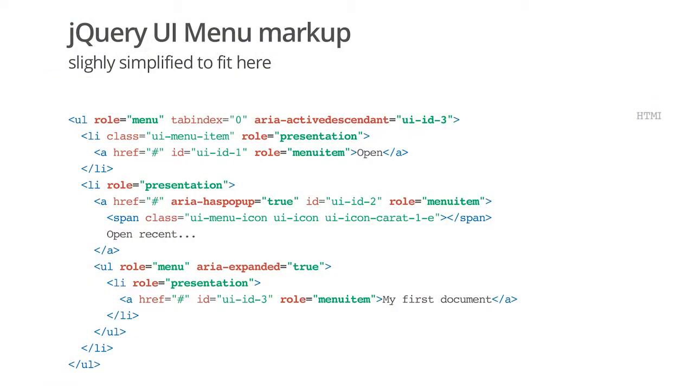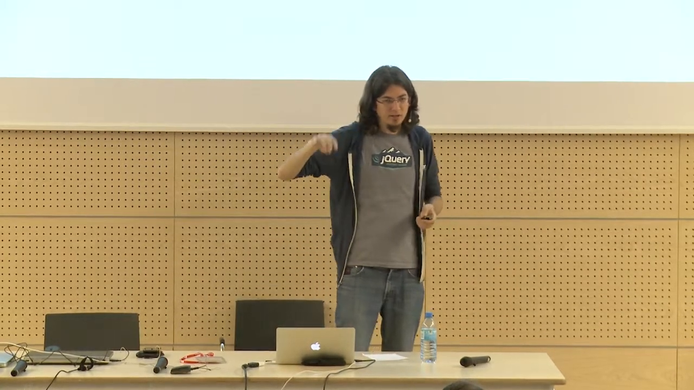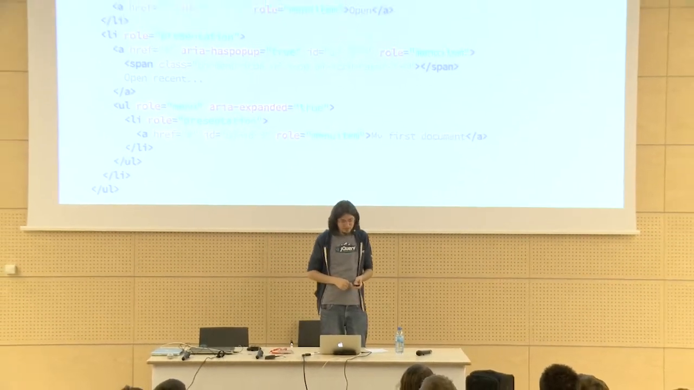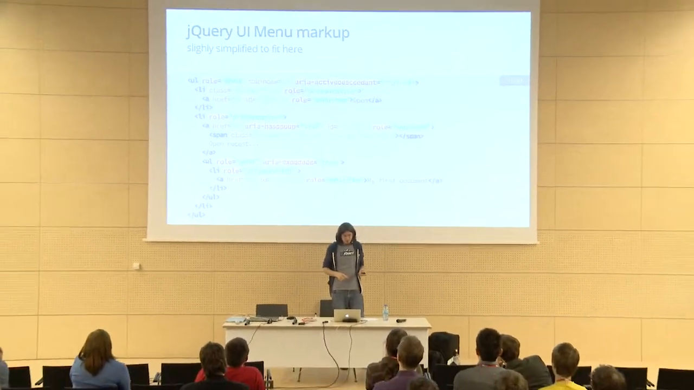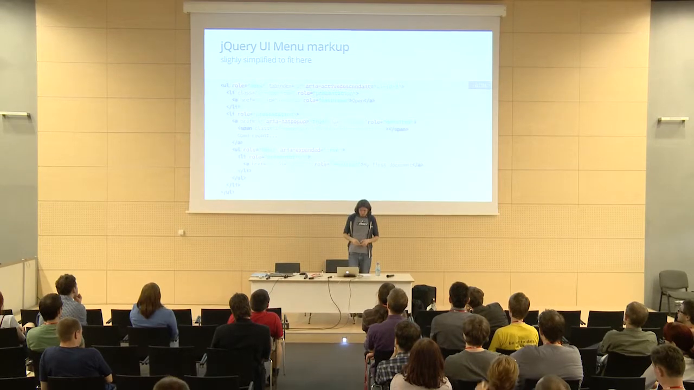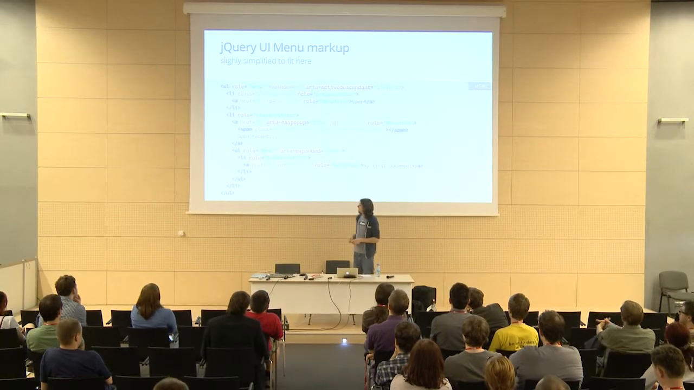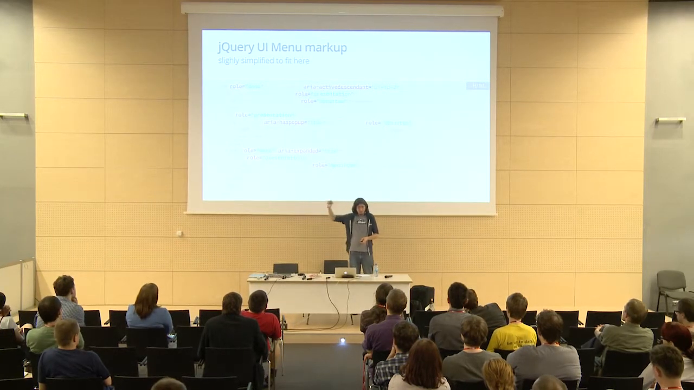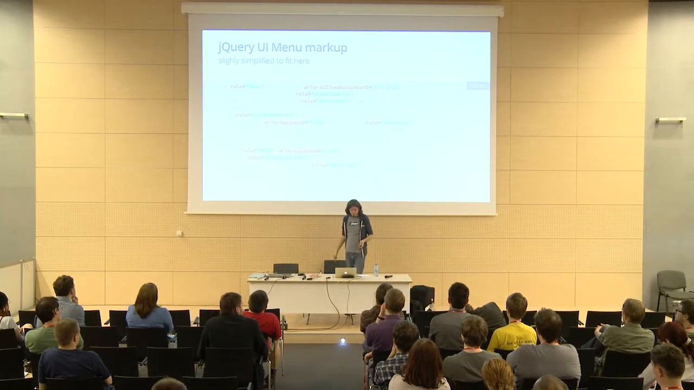Except for the icon, every one of these elements gets a role. There's a menu twice, used for the containers. The submenu also is a role menu, and there's three menu items. There's also role presentation, which I use on these list items because they don't really have any meaning in here, since the nested elements inside the list items are more important. It also has some of these ARIA properties to tell the screen reader about the nested menu. Basically, they state that there is a nested something and whether it's expanded or not.